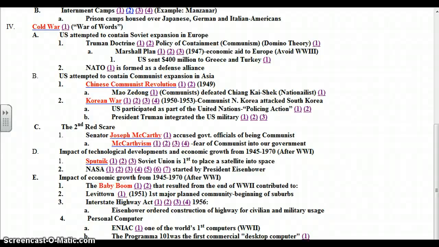Today we're discussing Unit 10, Section 4, Cold War. The Cold War was actually not a war, it was a war of words, a war of words between the Soviet Union and the United States. The attempt was by the United States to contain Soviet expansion in Europe.